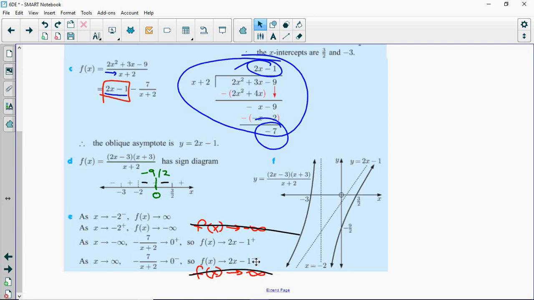And then likewise, if we think about going out towards negative infinity, we know that my function is starting off up here at positive infinity, and then is kind of generally getting lower and lower and lower. So it must be above the line 2x minus 1. So we say here that it approaches from above.